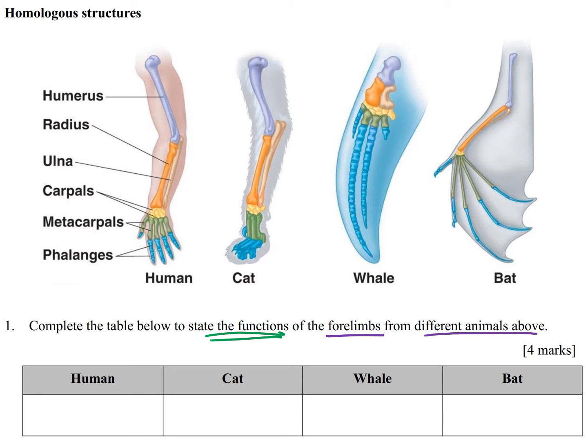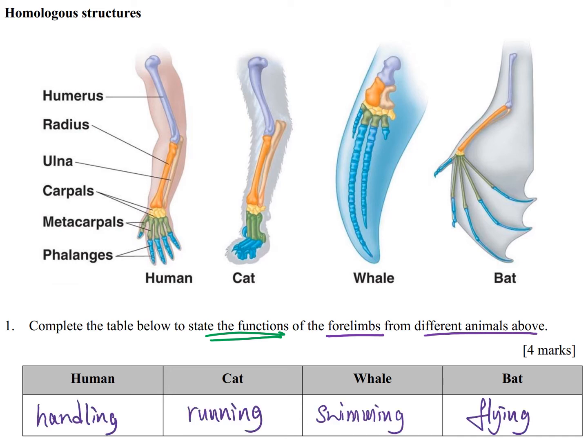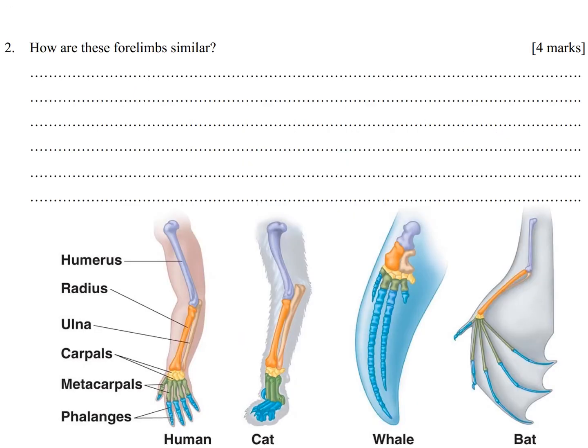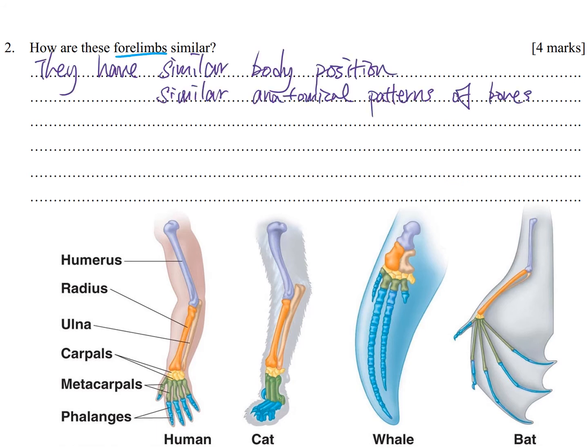For human, it should be for handling things, grabbing things. For cat, of course, for running. Whale for swimming, while for bat, of course, for flying. This part is very easy. Question 2. How are these 4 limbs similar? They are very similar in their body position. We can find all the 4 limbs on the upper part of the mammal's body.